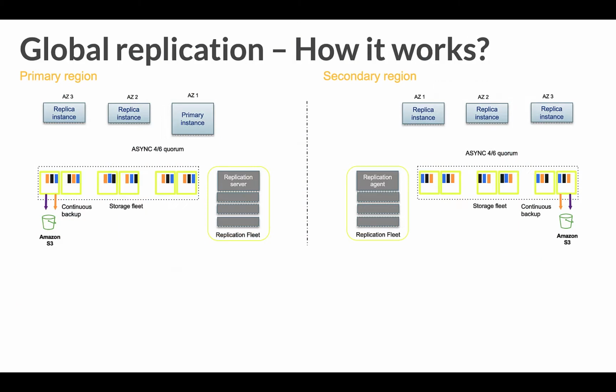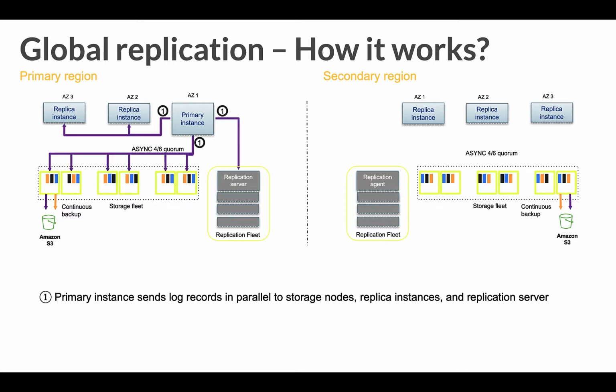Let's go ahead and see how storage level replication actually works. First of all, the primary instance sends log records, as we discussed before, in parallel to the storage nodes, and now includes the replication server as if it is one of the storage nodes. And then the replication server in turn streams those log records to the replication agent in the secondary region.